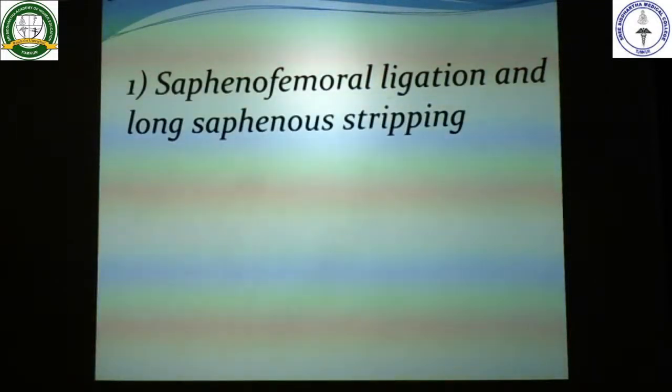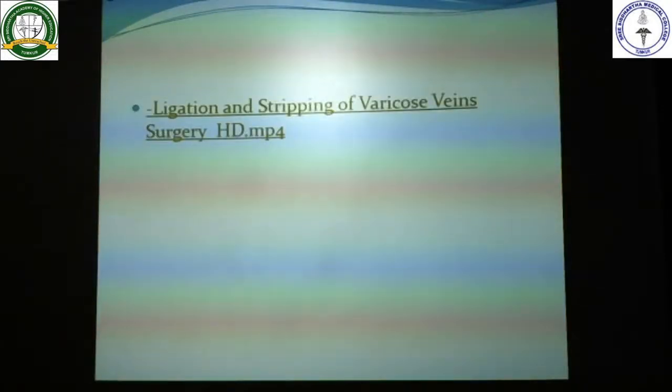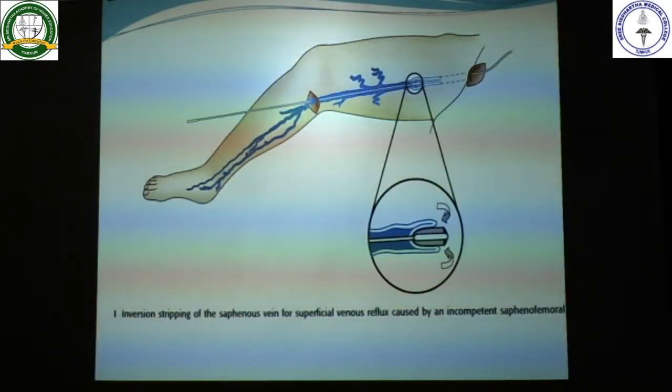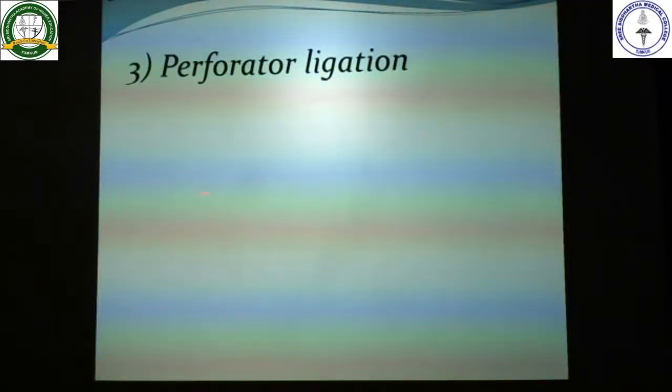So there are a variety of surgeries, like saphenofemoral ligation and long saphenous vein stripping. Okay, that is also one of the surgeries. Here we will give anesthesia. This is the long saphenous vein. They will tie it, and even by passing a guide wire we can remove it. Again, this is also the surgical aspect. And saphenopopliteal junction ligation and lesser saphenous stripping also, and even perforator ligations.